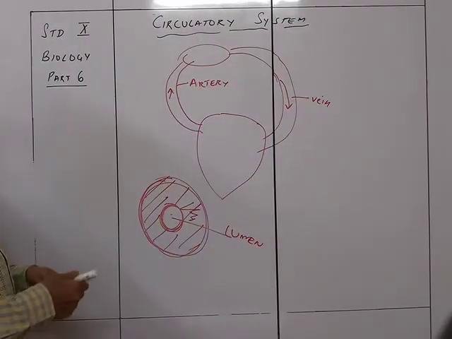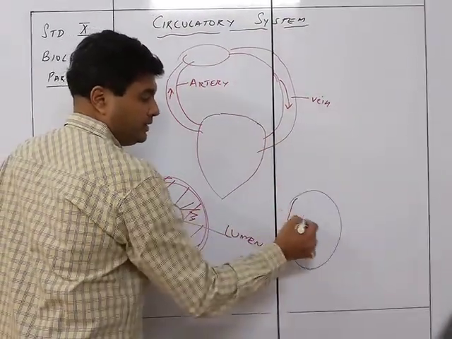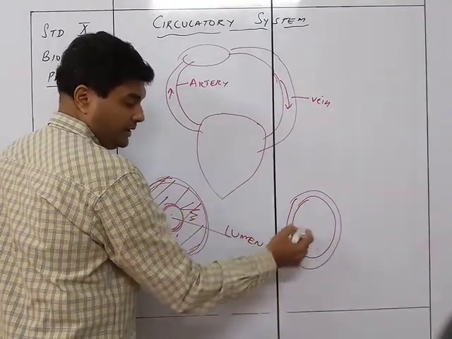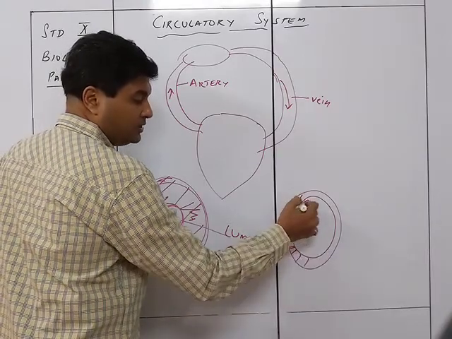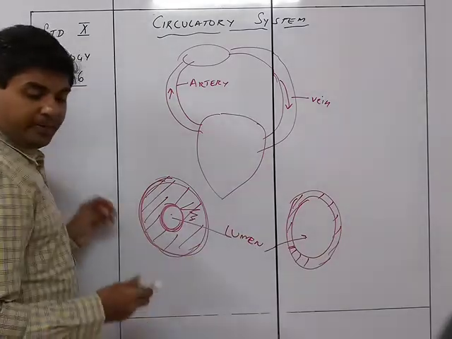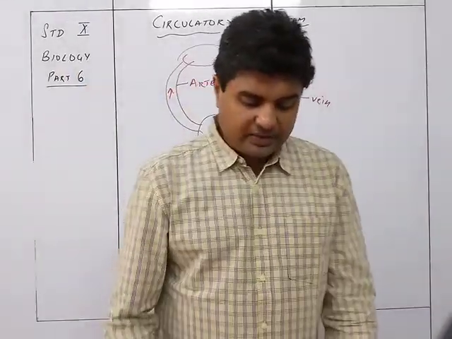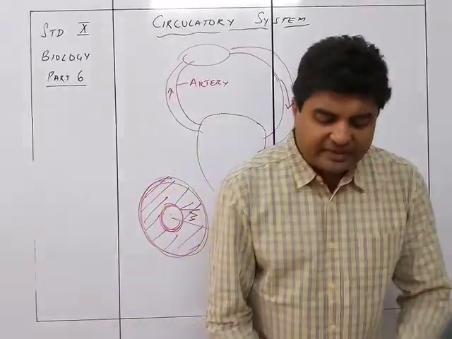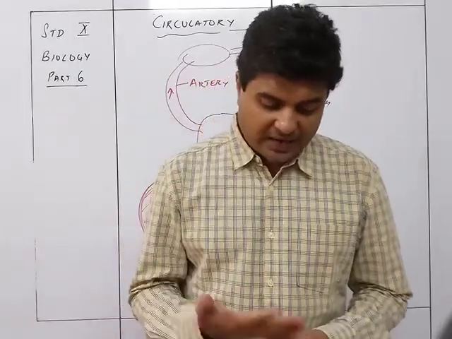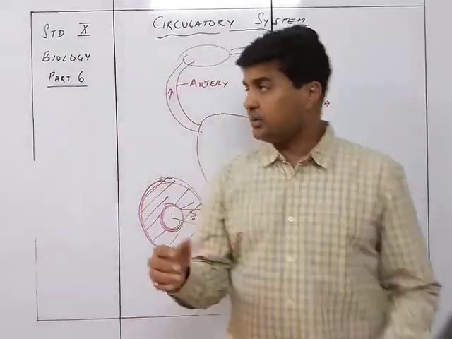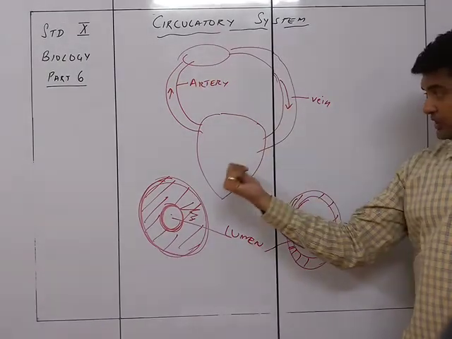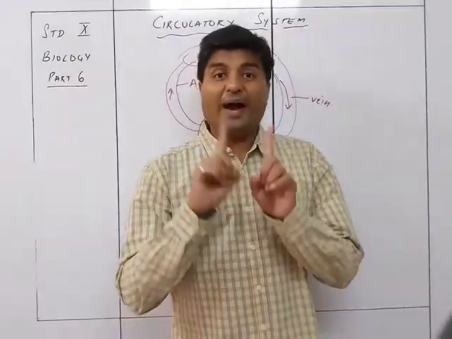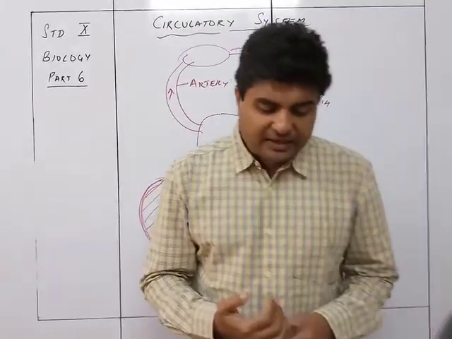Similarly, if I draw a vein, the vein will be like this, having a wider lumen. So the lumen is wider, but the walls are very thin. Thin walls but wider lumen in case of the vein. Otherwise they do have the middle layer and the external layer, but of course the middle layer is thin. A vein is a vessel which conveys the blood away from the organ towards the heart. Thin muscular wall, a wider lumen. The blood in this flows uniformly.